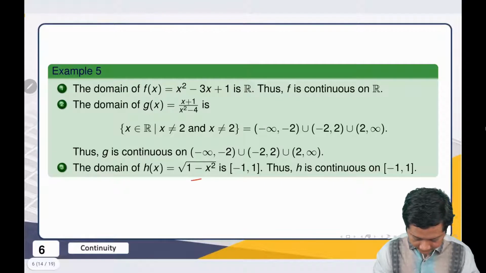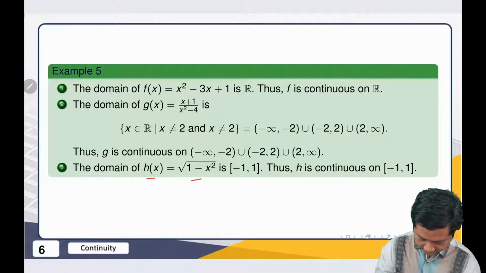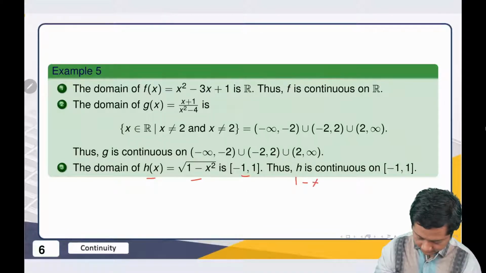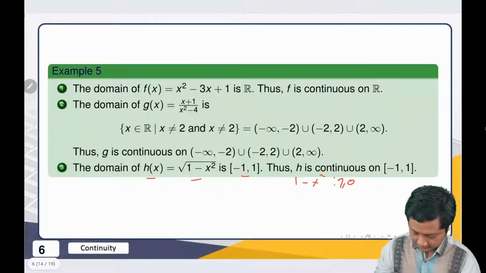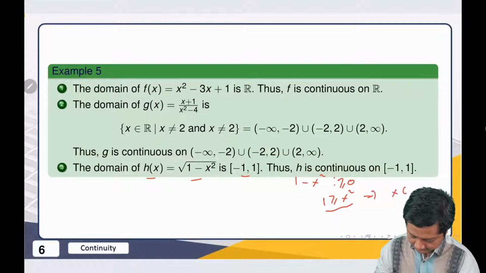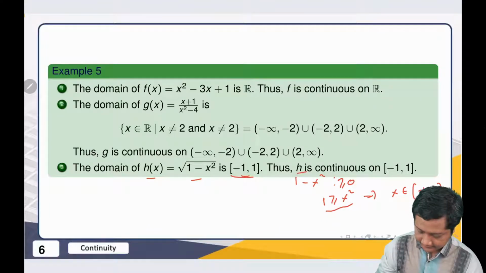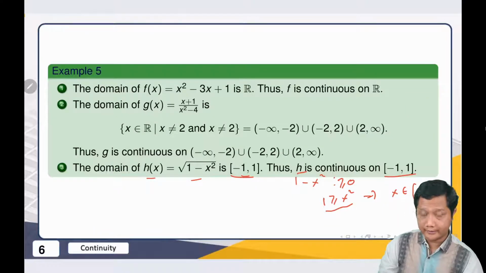And the third one, we have h(x) is the square root of 1 - x^2. Looking at this, the domain is this. Why? Because 1 - x^2 should be greater than or equal to 0. That means x^2 is less than or equal to 1, so x is in here. That's why this is the domain. And h is continuous on this closed interval, which means 1 is included, and -1 is also included.